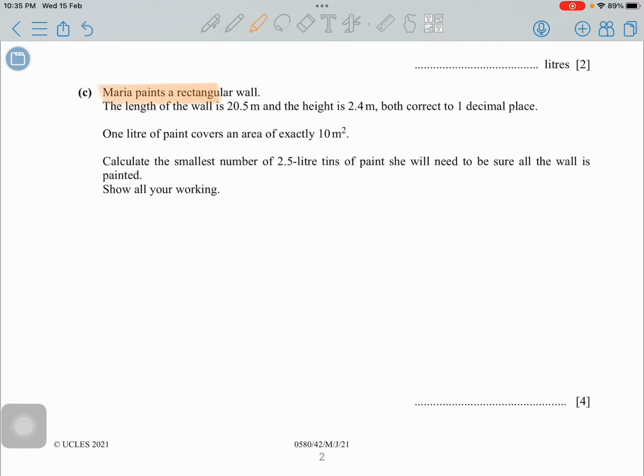Okay, it says that Maria paints a rectangular wall and the length of the wall is 20.5 and the height is 2.4. Now we have a keyword which says that both are correct to one decimal place. Why would you think they want to tell you this information? Okay, let's draw a rectangular wall first.